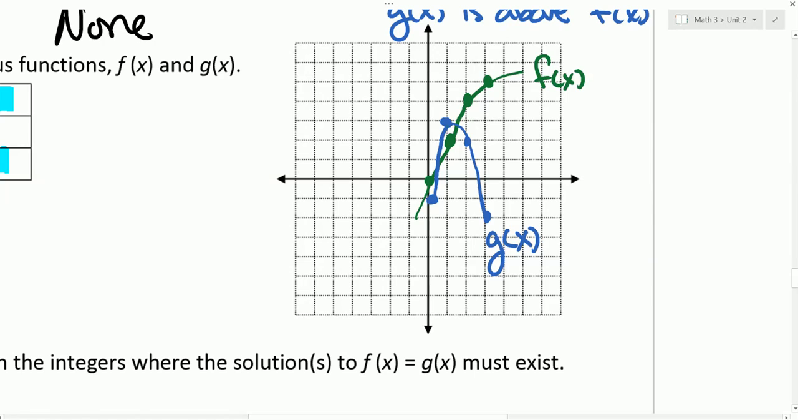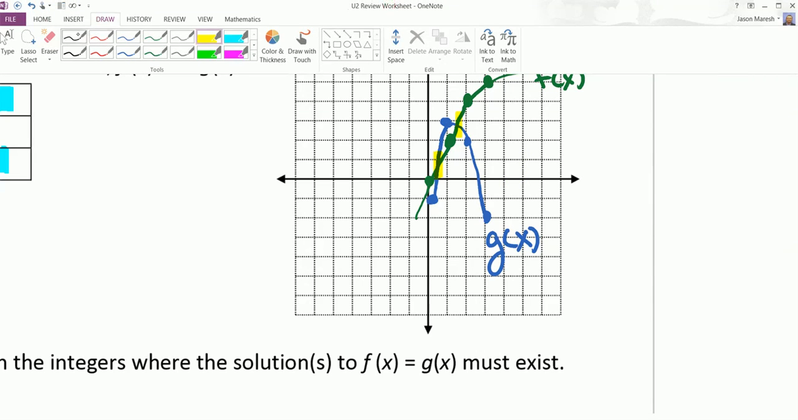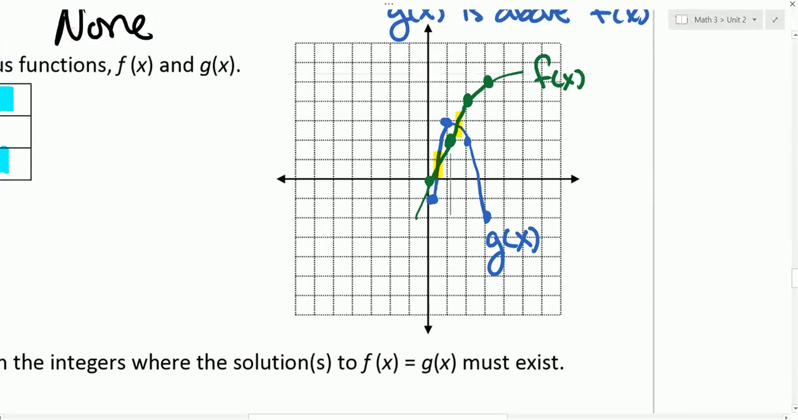They also cross again somewhere between 1 and 2. I'm just going to put a little highlight where they're crossing here, they cross here. And those are the only two spots we're seeing them crossing, and keep that in mind as we're answering some of these questions, okay?